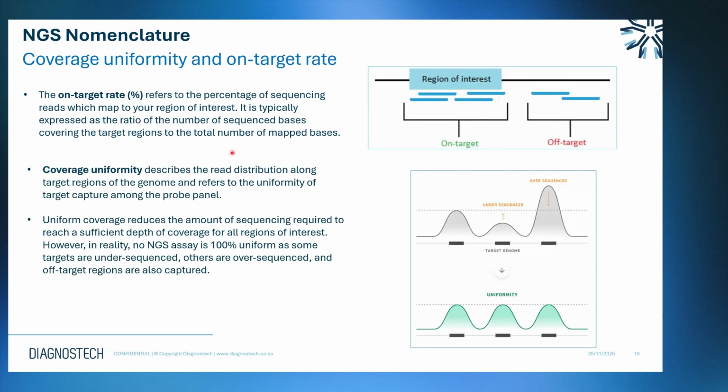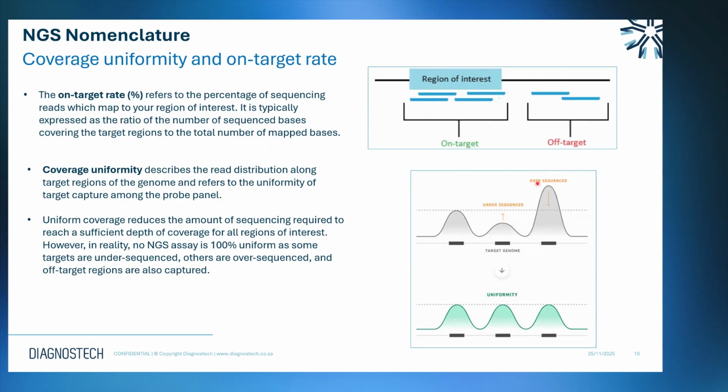Another thing to mention is coverage uniformity. And what this means is it's really describing the read distribution along those target regions. So if you're looking over here, these black boxes are, say, genes or exons that we are trying to target with our panel. And what we are seeing here is that some genes get sequenced above the depth that we require, and some get sequenced under. And this is really what we talk about when we talk about uniformity.